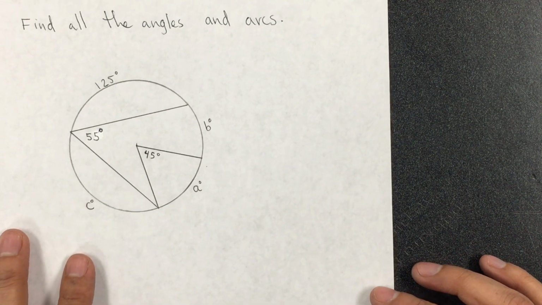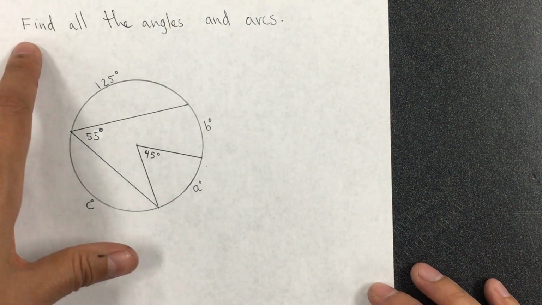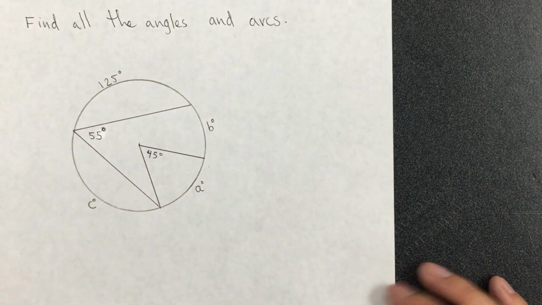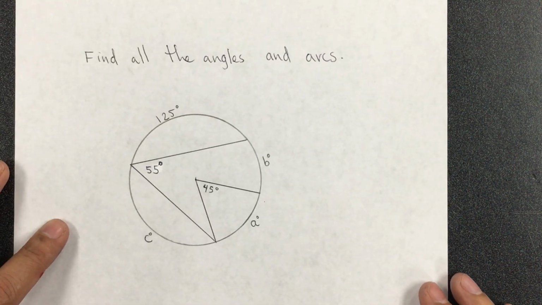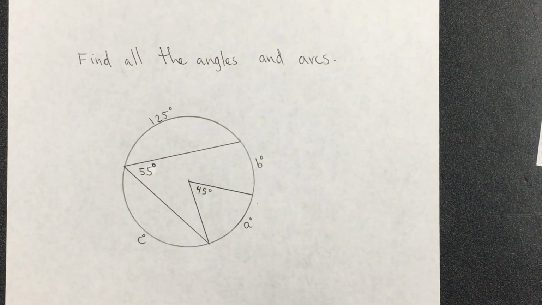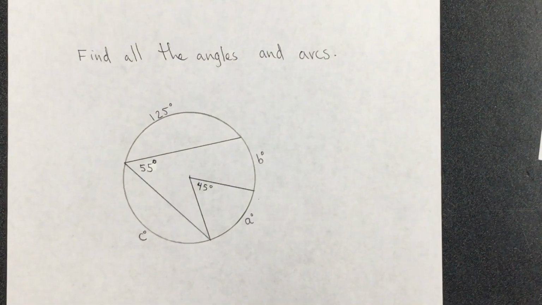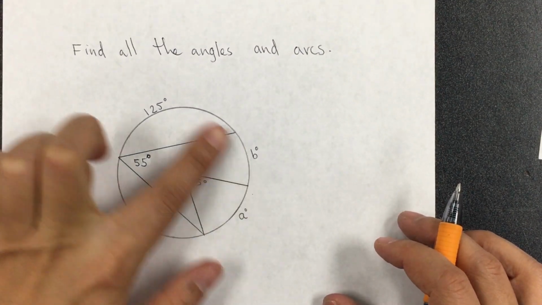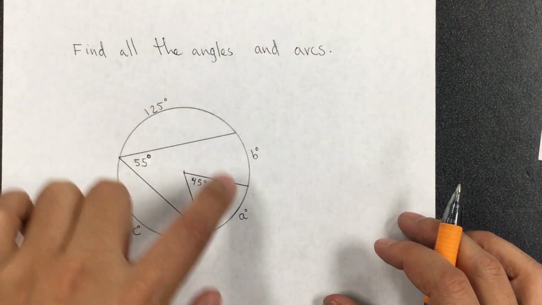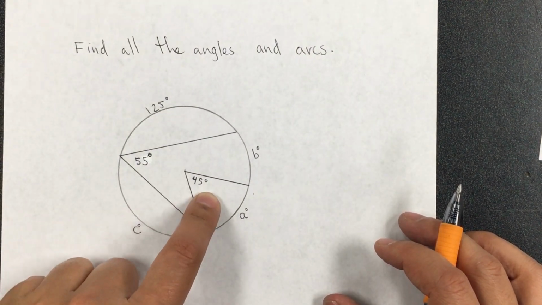Okay, we have here some more examples. It says, find all the angles and arcs. This gets a little bit more tricky, so we have to be very careful. Let's see. Okay, it's already zoomed in. So we have lots of information. We have 3 different measurements of degrees.